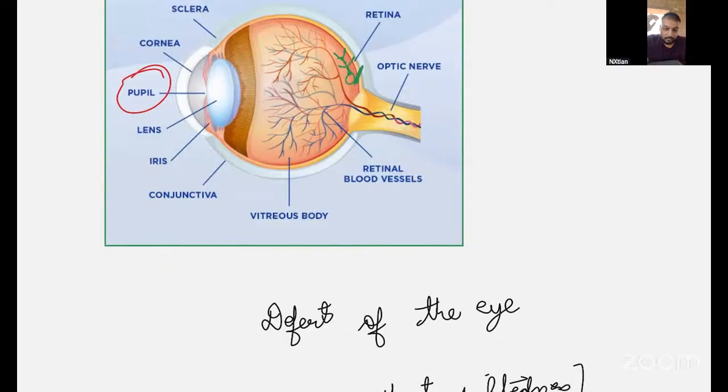Got it, sir. So then what is conjunctiva? Conjunctiva is like the white part. It is called sclera also. Conjunctiva is the finest layer on the sclera. Sclera is the white of the eye. This white one is sclera. Got it, everyone?